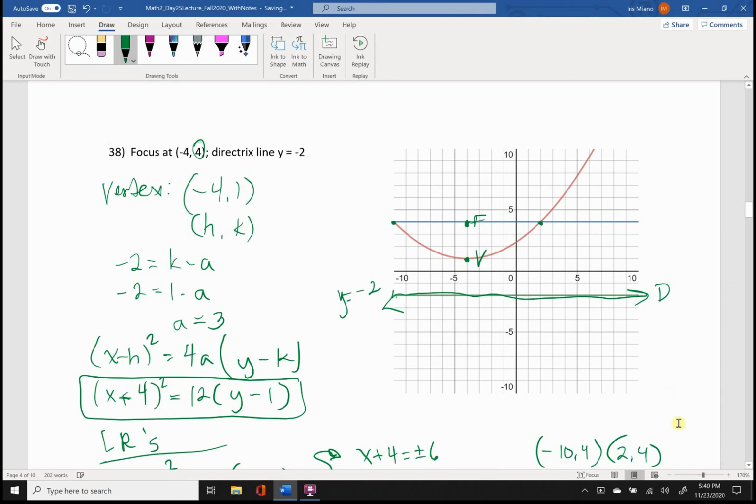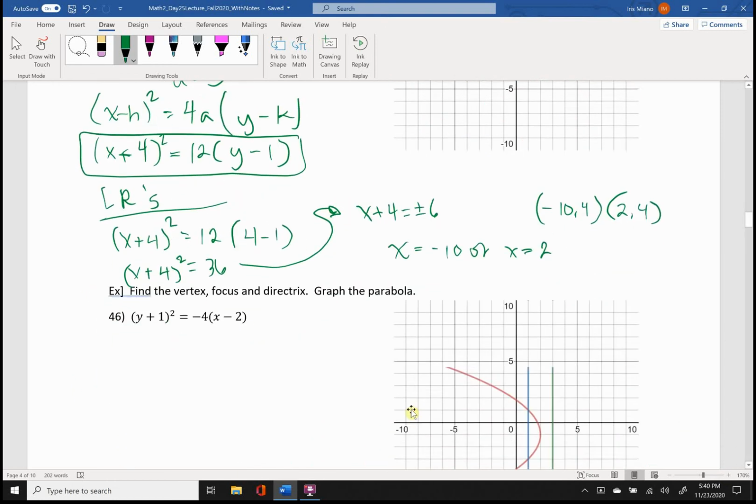All right, very good. So again, start at the vertex, use the vertical line of symmetry that you know has to happen, plot those LR points, and that'll help you figure out the width of the opening for your parabola. And yeah, there you have it.